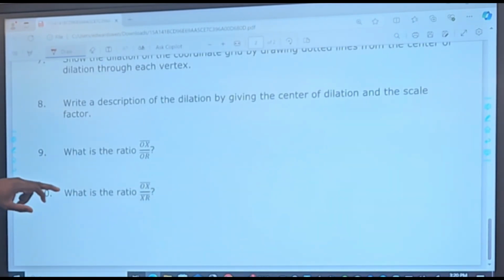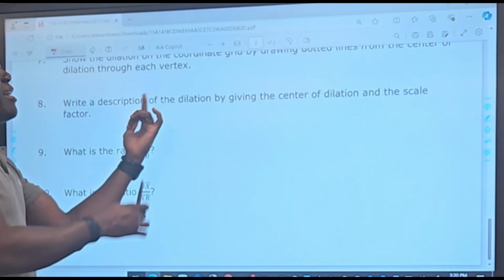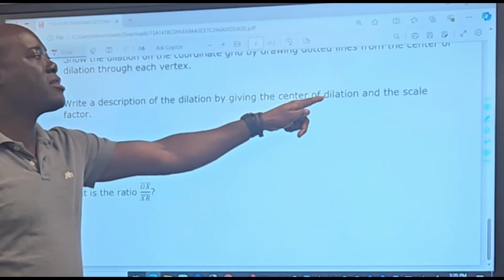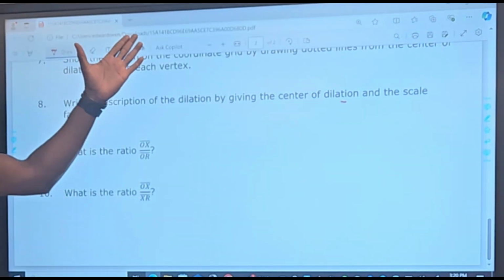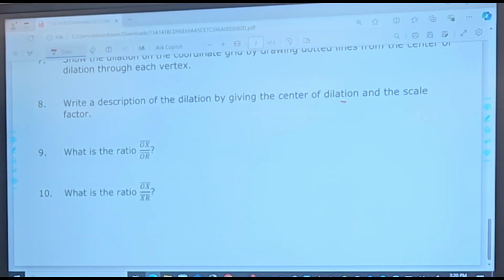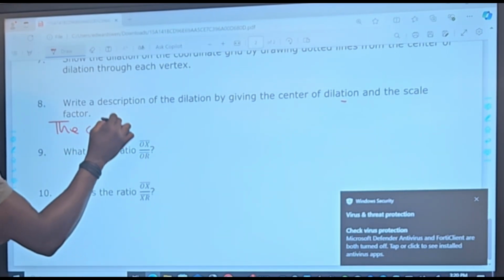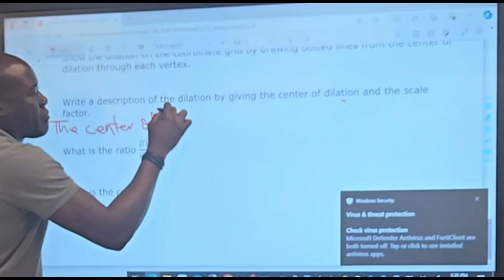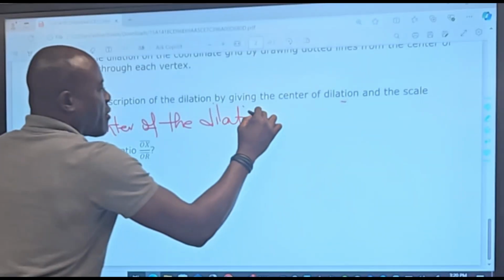Let's take a look at number 8. Number 8 asks us to write a description of the dilation by giving the center of the dilation and the scale factor. The center of the dilation, we just saw that it was the origin, 0, 0. So I'm going to write that statement, that the center of the dilation is 0, 0, otherwise known as the origin.